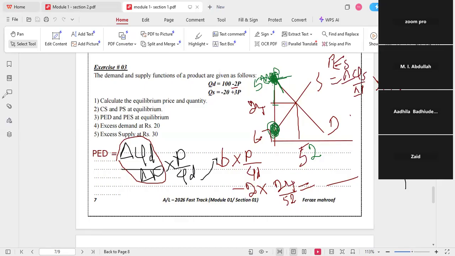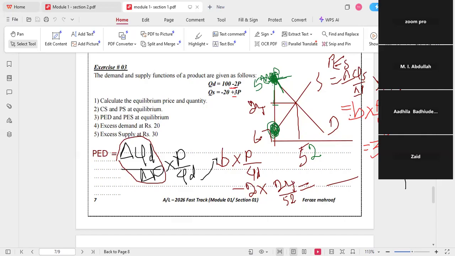Delta QS over delta P is given as what? Delta QS over delta P is B. So B into P over QS. So what is B? 3. Remember well: the B in QD is -2, the B in QS is +3. A minus BP, A plus BP, no? So into price. What is the price? 24, because the question is to calculate the PES at equilibrium. That's why we are putting 24, right? Over 52. And you will be writing the relevant number.